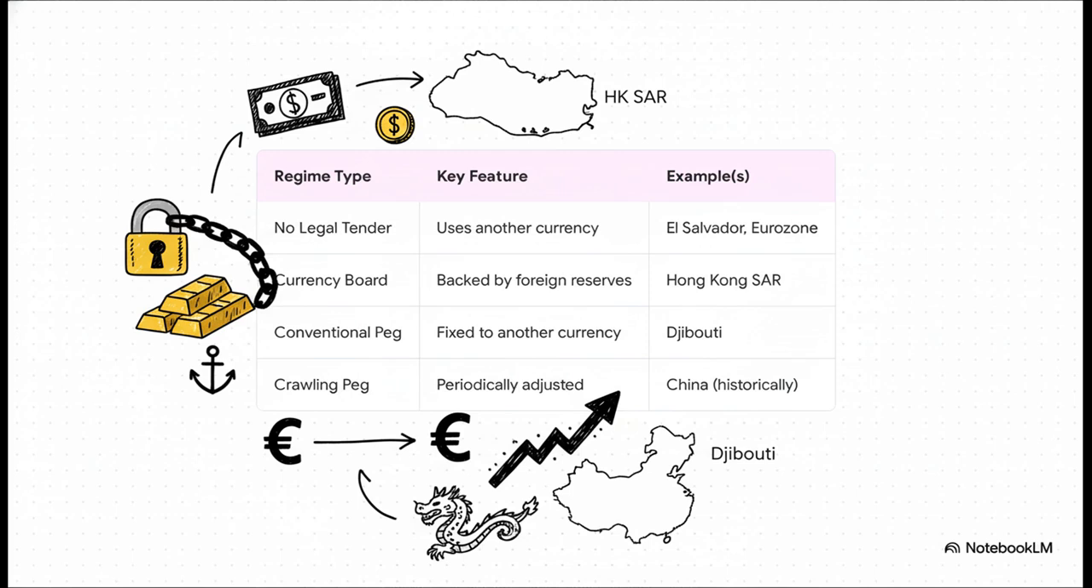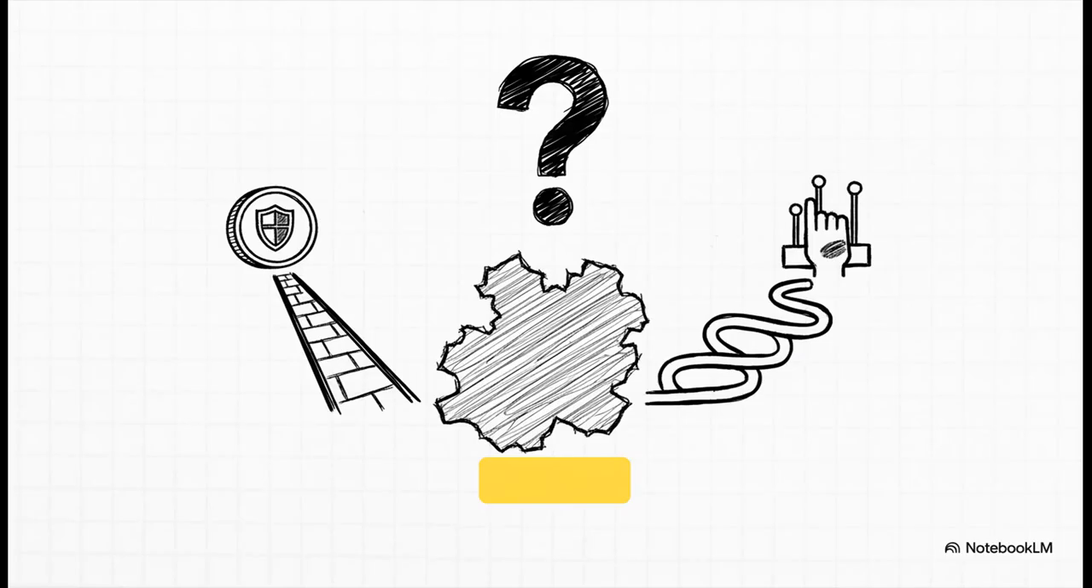Some go all in and just adopt another country's currency, like El Salvador using the US dollar. Others, like Hong Kong, use a super strict system called a currency board. And then you have all these variations in between, like pegs that crawl or adjust slowly over time. So at the end of the day, this choice, how you manage your currency, it's one of the biggest economic calls a country has to make. You're constantly balancing the need for a stable, trusted currency with the need to have control over your own economic destiny. And there's no single right answer for everyone.